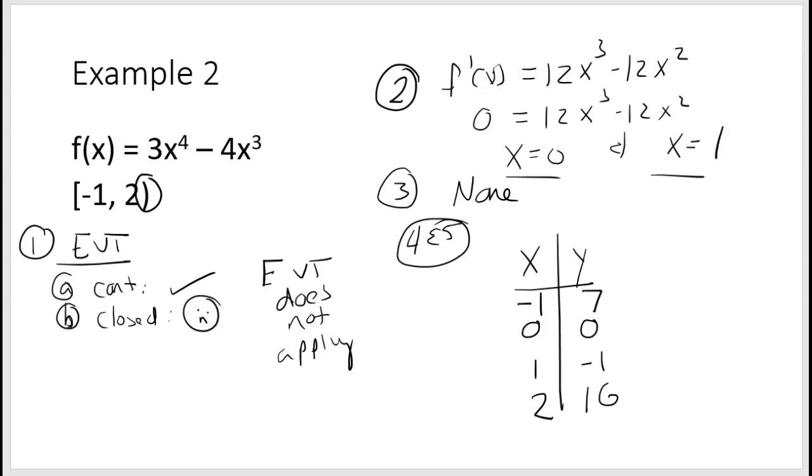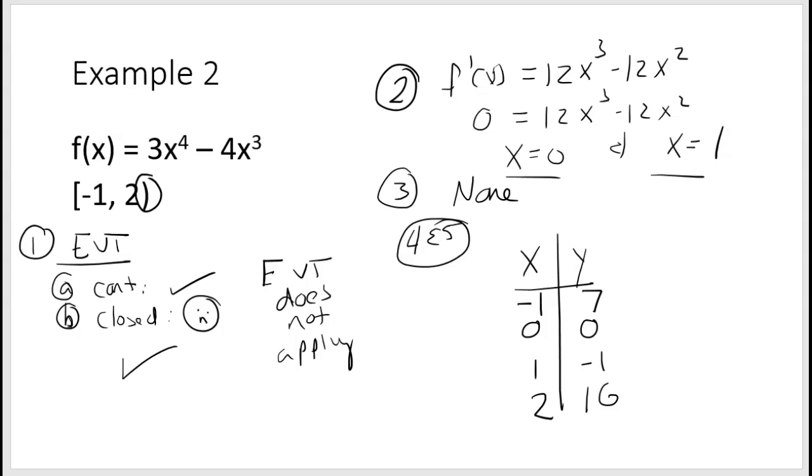But here's where something else different is going to happen. I did everything exactly the same. Even though the EVT did not apply, that just means we can't be sure if there actually will be an absolute min or a max. So that was one difference, was up here in step 1.